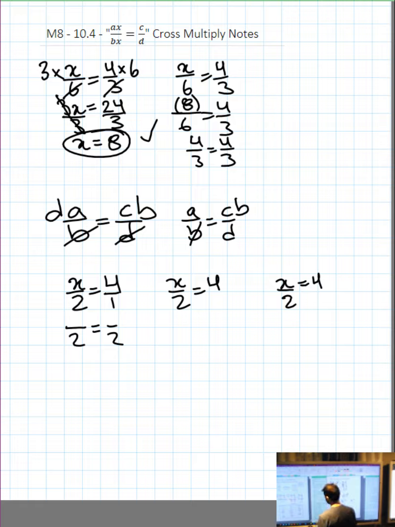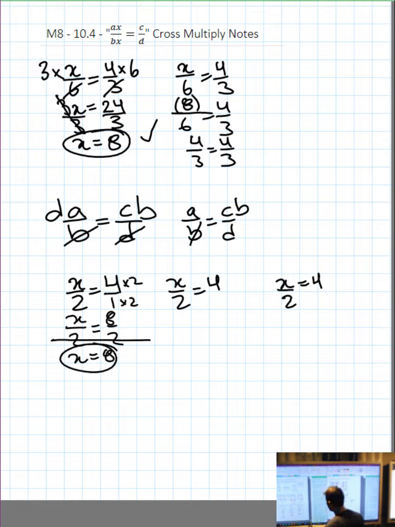And I timesed the 1 by 2, so I'm going to say times 2. And if I times the bottom by 2, I have to times the top by 2. On the top, I have 8. On the left-hand side, I have x on the top. I can clearly see that if I multiply both sides by 2, or just cross off the 2's on the bottom, x equals 8. So that's equivalent fractions, getting the same denominator.